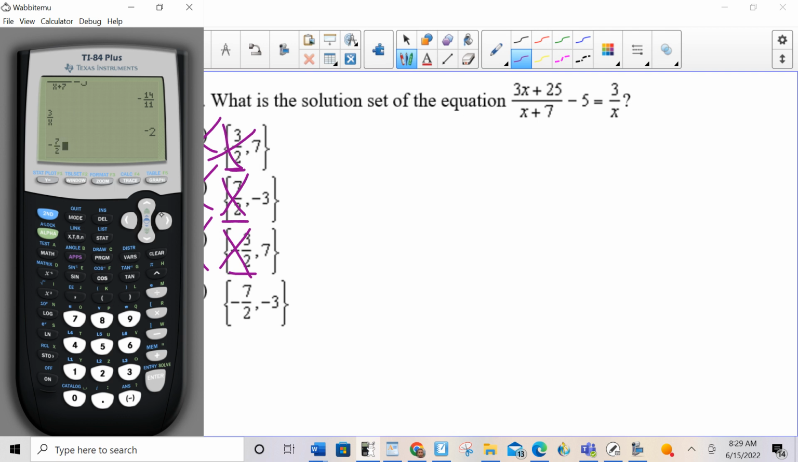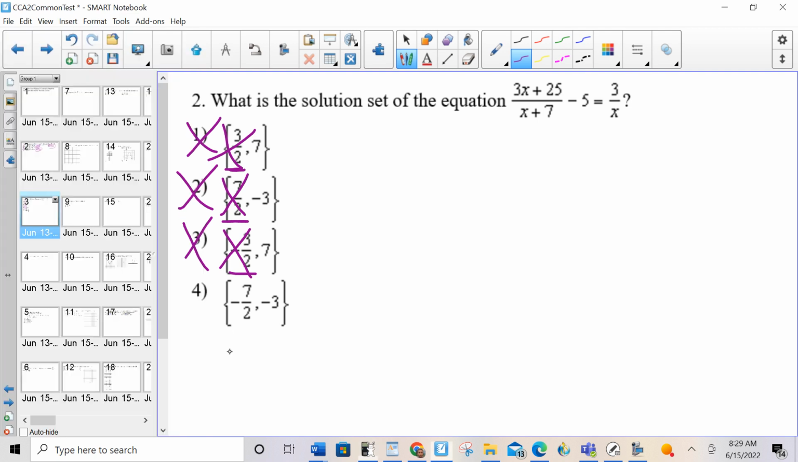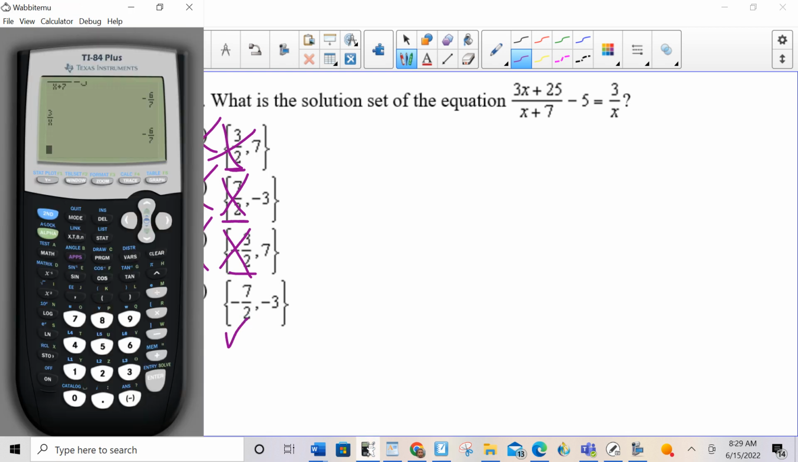Negative 7 over 2, store as x. Type in the left-hand side. Type in the right-hand side. Yes, they match up, so negative 7 over 2 works. Now, what choice 4 is saying is that negative 7 over 2 works and that negative 3 works. So, I'm pretty confident the answer is choice 4 at this point, but I'm going to verify that. I'm going to store negative 3.